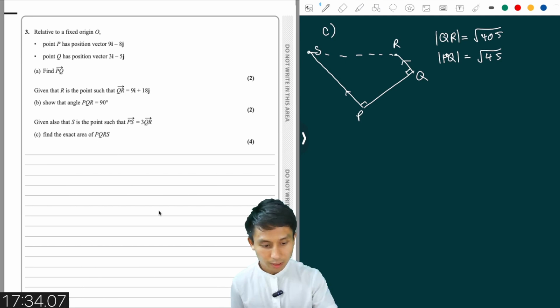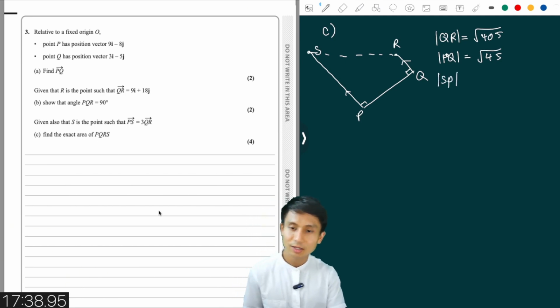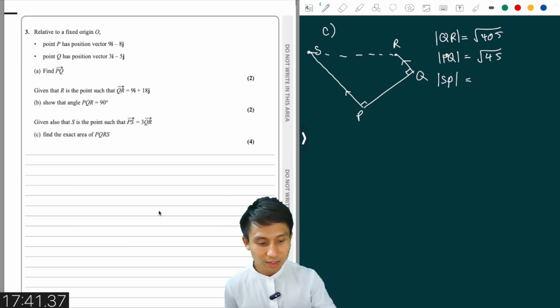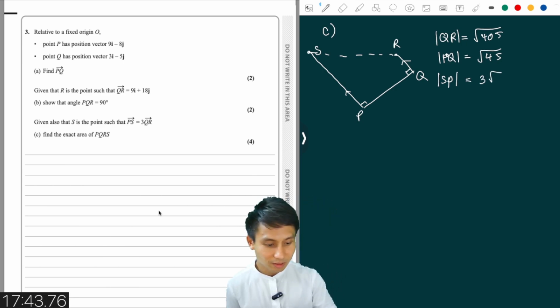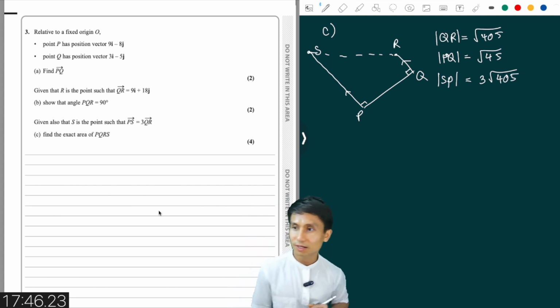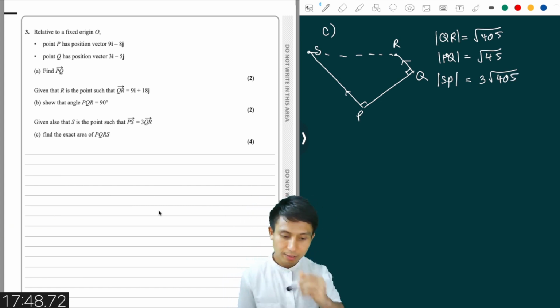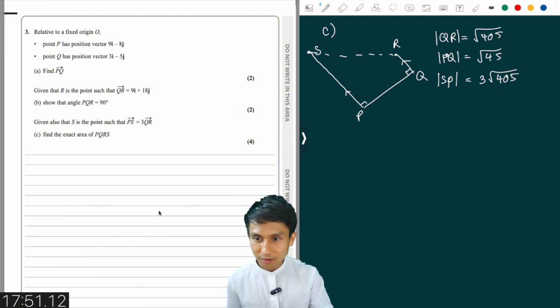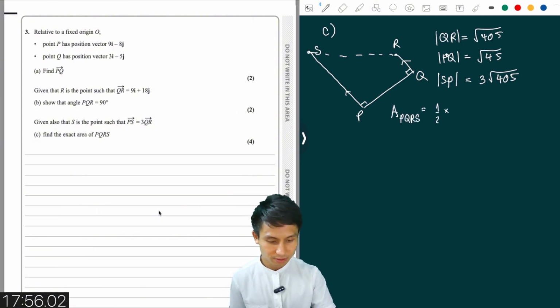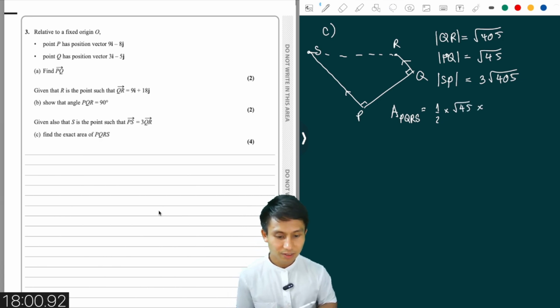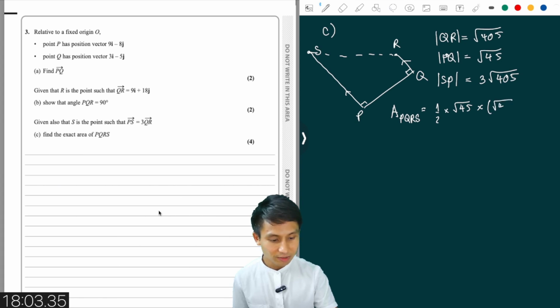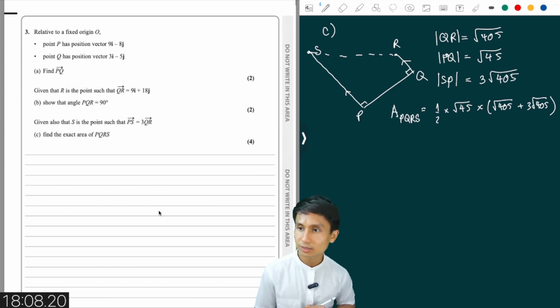Okay. And then, because SP is 3 times QR, the length is going to be 3 times QR as well. So we have that. Yeah. So now we do the thing. So area of PQRS would be 1/2 times the height, which is root 45, that is PQ there, times the sum of parallel sides, which is this. Okay, just that.